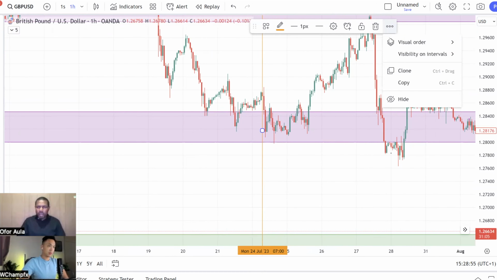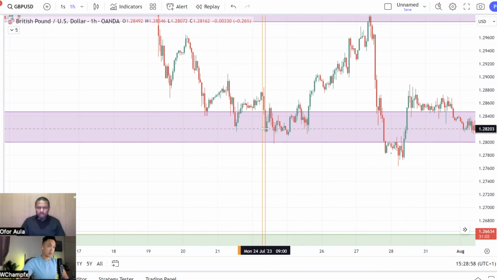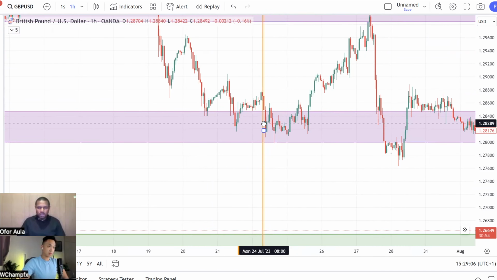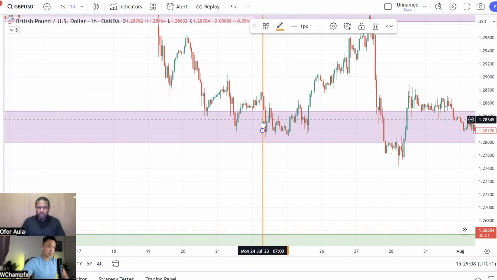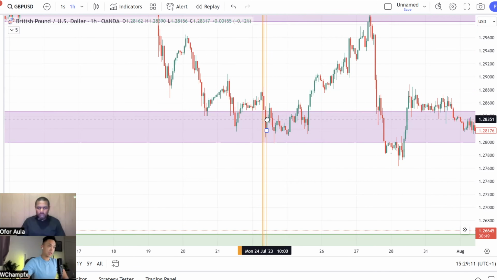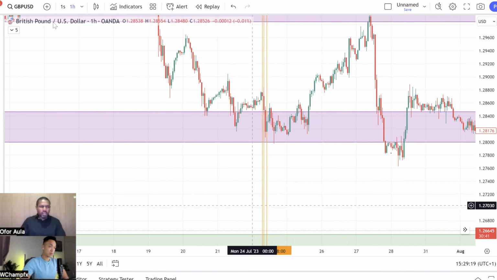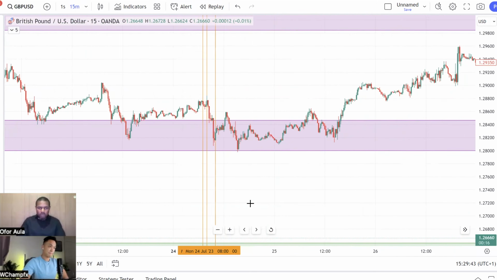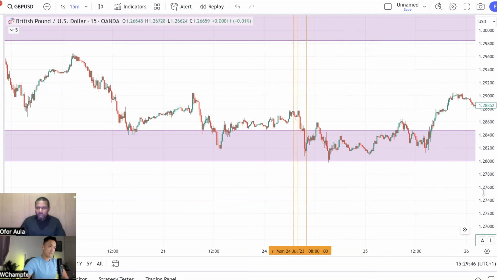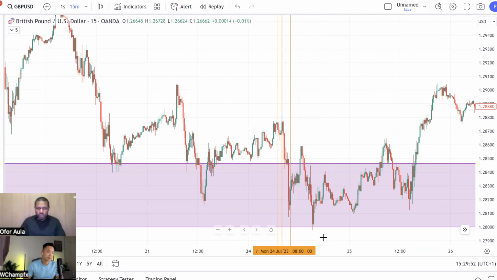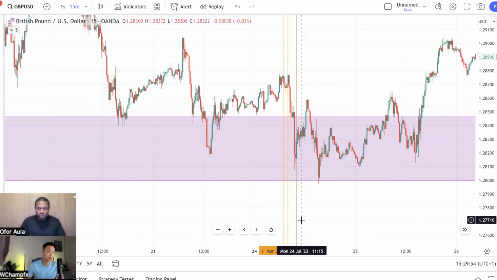Then I also denote my timings, 8 o'clock and 9, so each on the hour. I'm looking at the London Q zone here, 8 to 10. Then I drop down to the 15 minutes, and on the 15 minutes, I look for swing highs and swing lows.